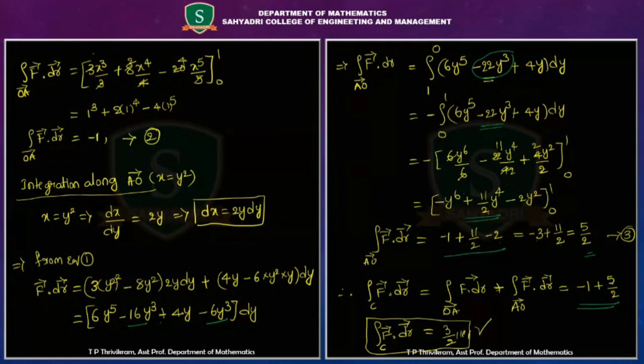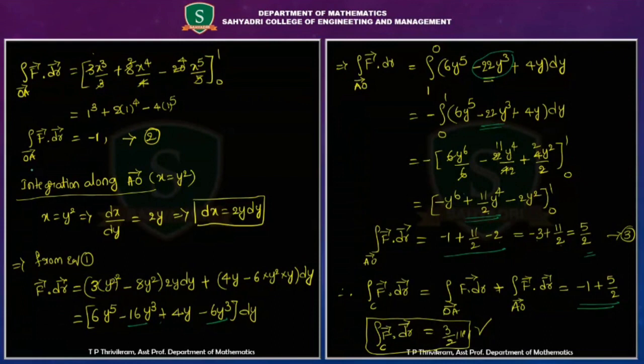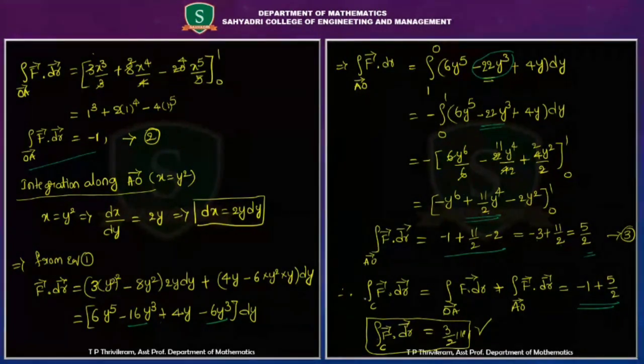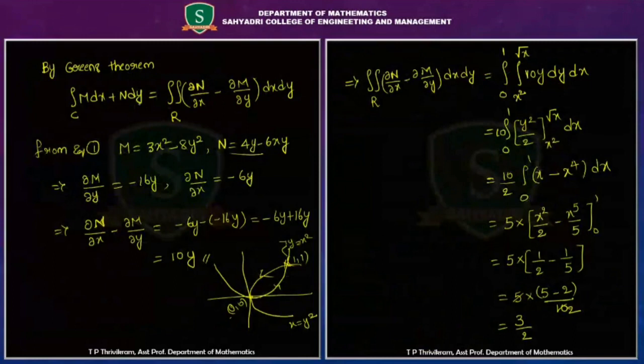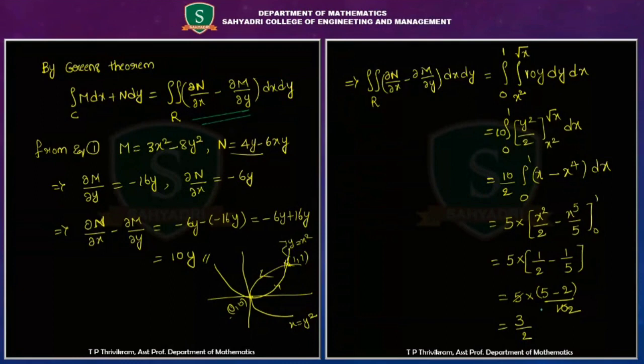So I have substituted that value here: minus 1 plus 5 by 2. What is this minus 1? This is from this equation, the OA direction. From this I have taken minus 1 plus 5 by 2. We got 3 by 2, so this is the answer actually. 3 by 2 is the answer. Next, we have performed the same integration using double integrals. Here also we got 3 by 2. So double integral of dou n by dou x minus dou m by dou y dx dy.